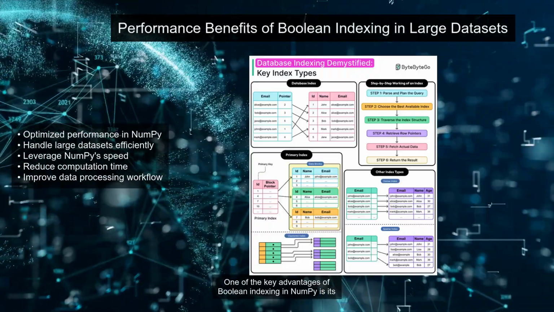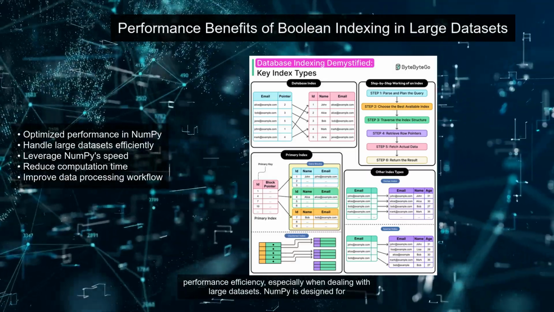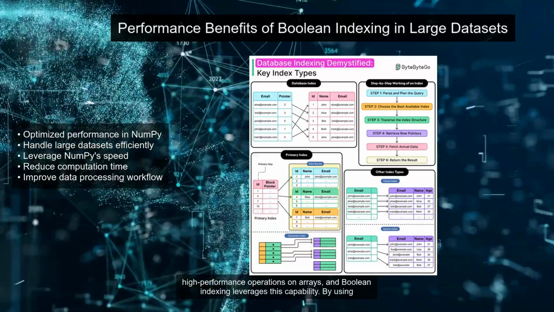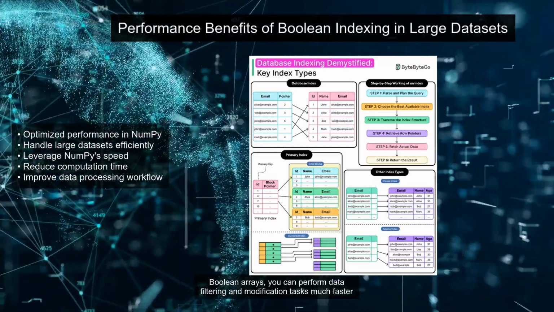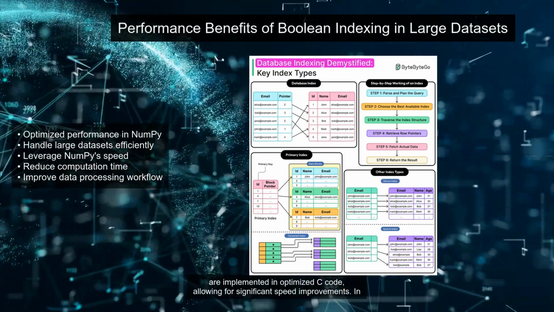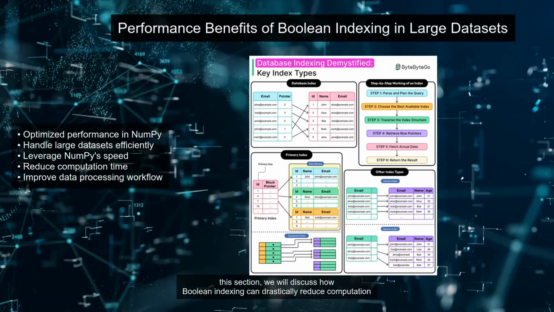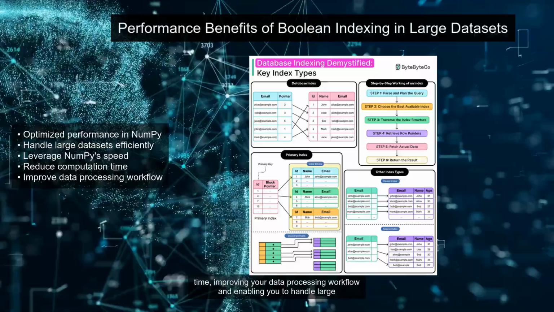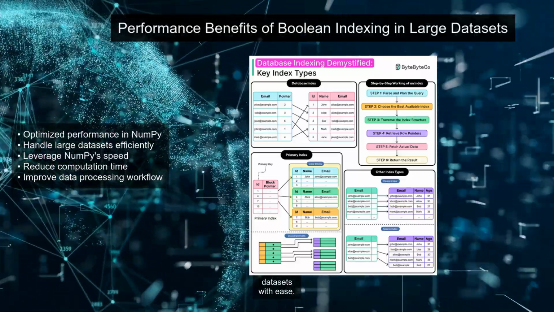One of the key advantages of Boolean indexing in NumPy is its performance efficiency, especially when dealing with large datasets. NumPy is designed for high-performance operations on arrays, and Boolean indexing leverages this capability. By using Boolean arrays, you can perform data filtering and modification tasks much faster than using traditional loops or list comprehensions. This is because NumPy operations are implemented in optimized C code, allowing for significant speed improvements. In this section, we will discuss how Boolean indexing can drastically reduce computation time, improving your data processing workflow, and enabling you to handle large datasets with ease.